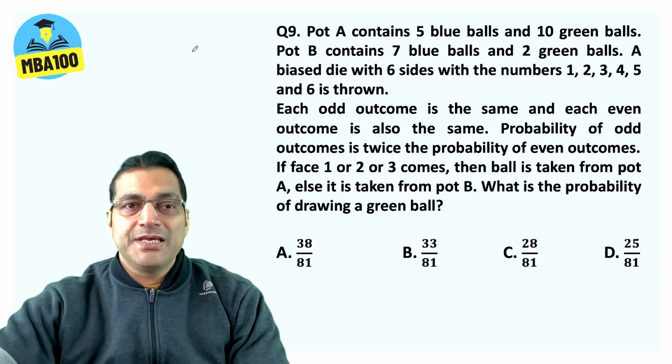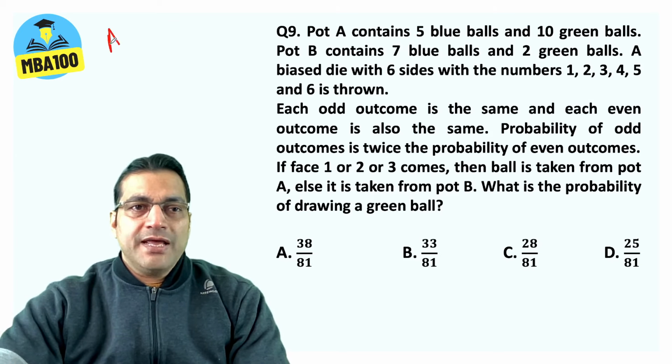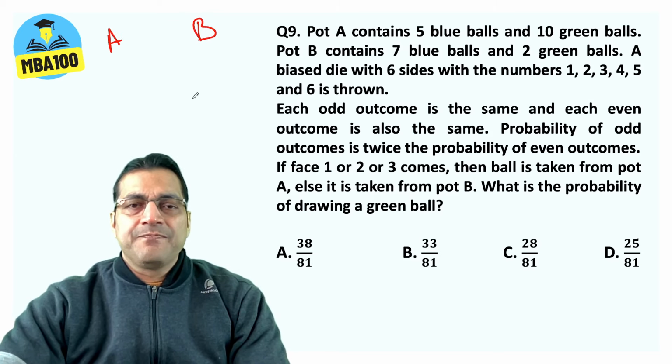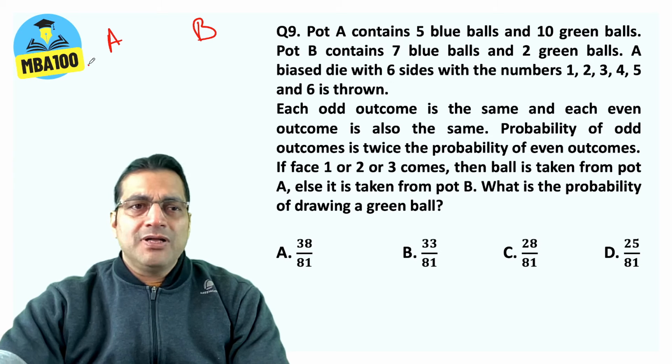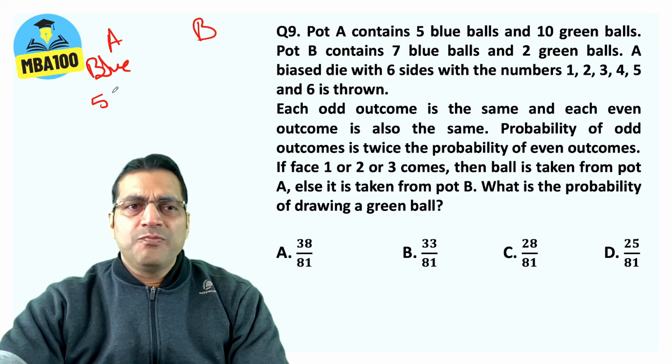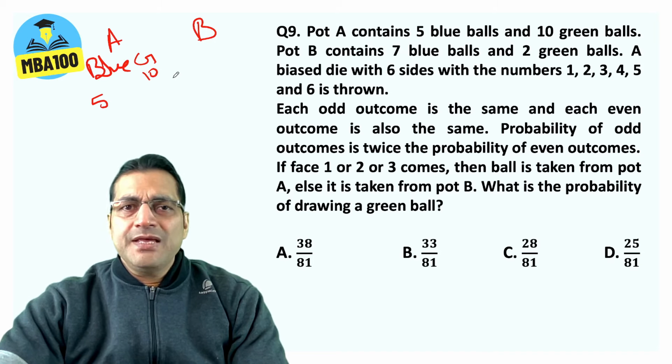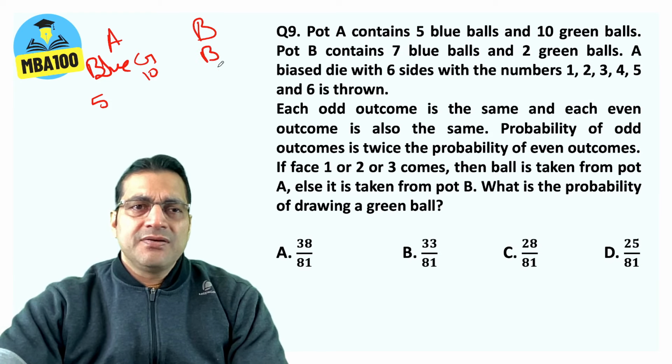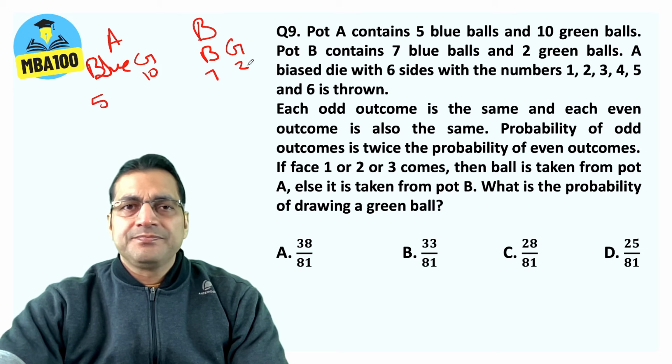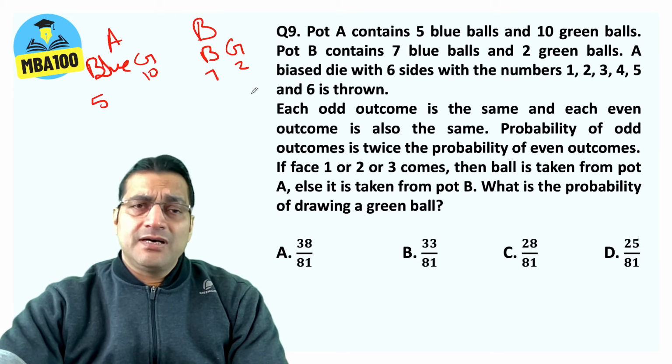Part A and Part B. Part A contains blue balls. How many blue balls? 5 blue balls. And how many green balls? 10. And Part B, 7 blue balls. And how many green balls? 2 green balls. And then you have a die also.